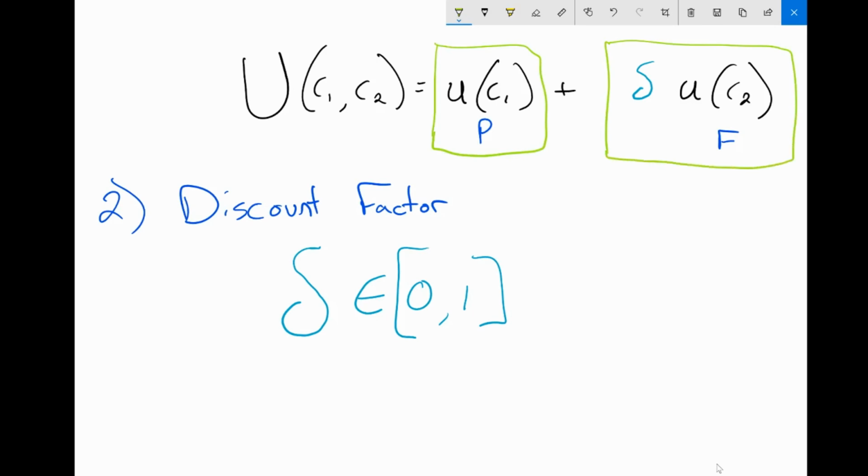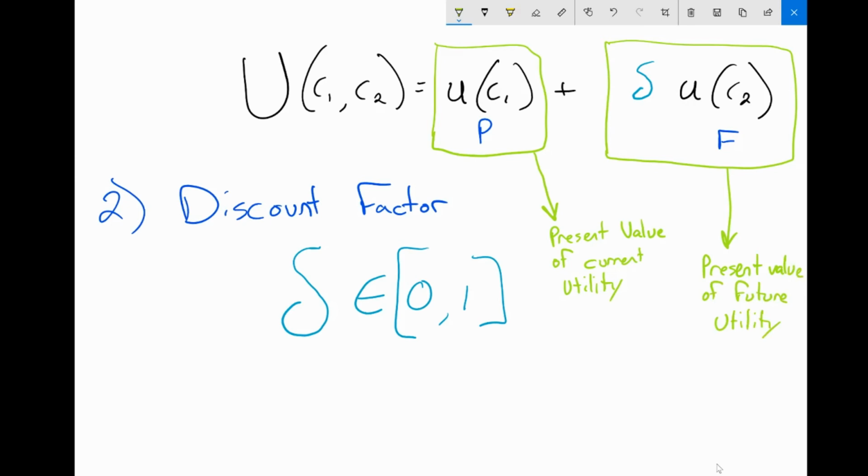And let me be even more specific. This term here captures the present value. That means the value in the present moment that I give to my present utility. So the present value of current utility. Okay, this term here corresponds to the present value of future utility.